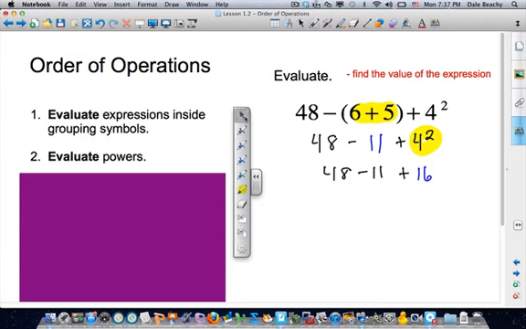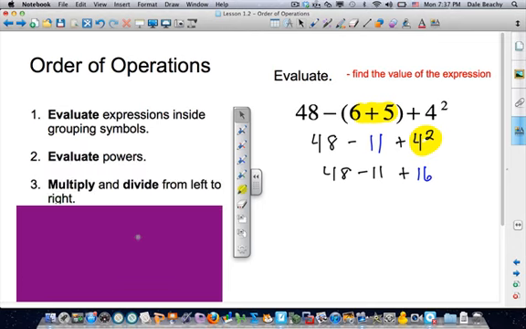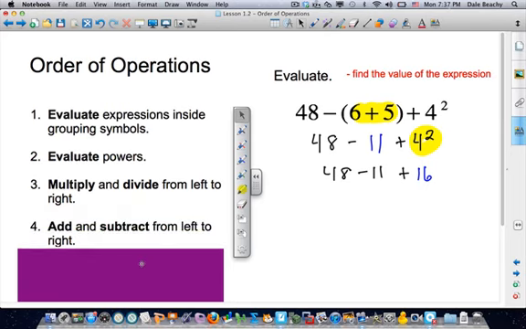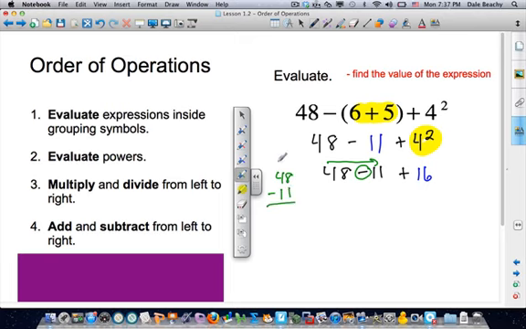Now the third step in the order of operations is to multiply and divide from left to right. Since we don't have any multiplications or divisions left, we can move to step 4. And that is to add and subtract from left to right. So moving from left to right, we see that we need to subtract first. So if I need to, I step off to the side and I write down the subtraction problem. 48 minus 11 yields 37.